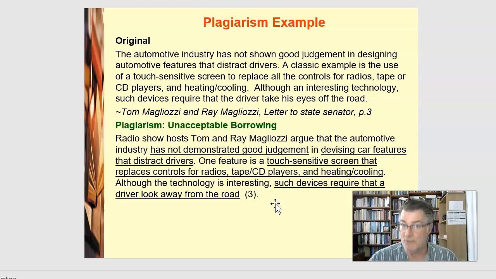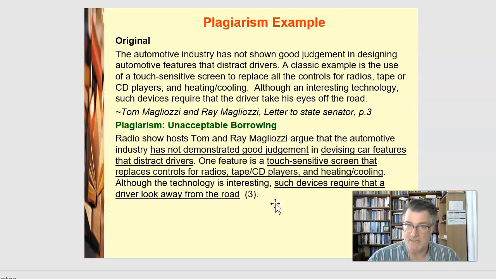This would be plagiarism. The automotive industry has not shown good judgment in designing automotive features that distract drivers. A classic example is the use of a touch-sensitive screen to replace all the controls from radios, tapes, or CD players, and heating, cooling. Although an interesting technology, such devices require that the driver take his eyes off the road. That was written by Tom and Ray Magliozzi, in a letter to the state senator, found on page 3.